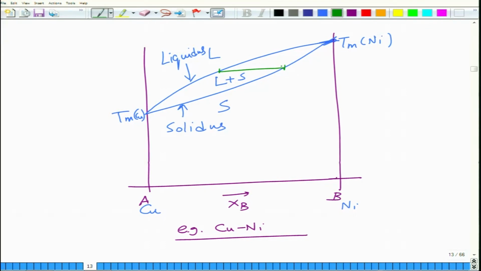Okay, so we'll stop here. We'll take some more examples in the next lecture, before we move on to further aspects of phase diagrams. Thank you.